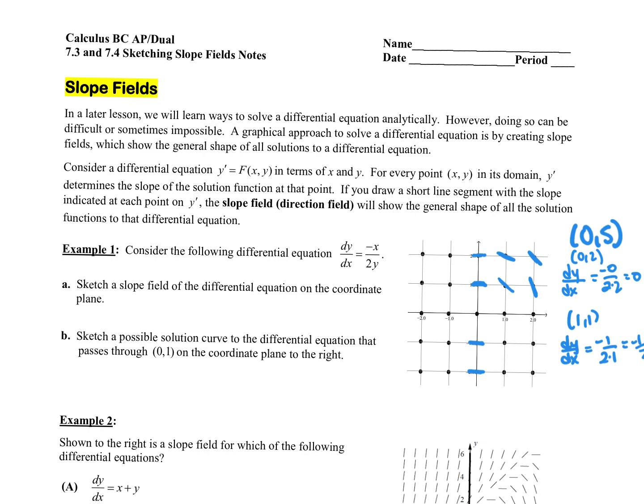Where else will the slopes be negative? In what other quadrant? This one right here, right? Because if you have a negative x and a negative y, those will become positive and then you have an extra negative in there, right? So all of these are going to be negative slopes.